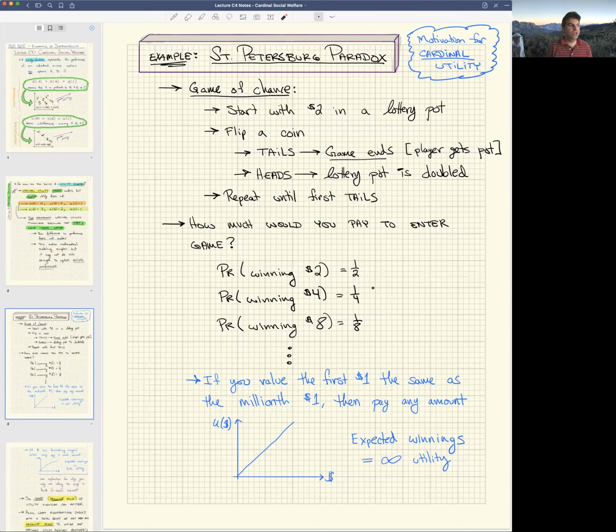So there's no kind of central mass. Sometimes this game will give you gigantic rewards. But economic thinking at the time is that we should price games of chance based on their expected value. And people should be okay with price tags based on expected value.